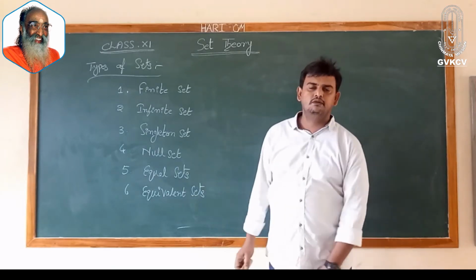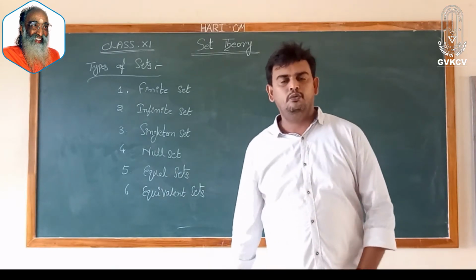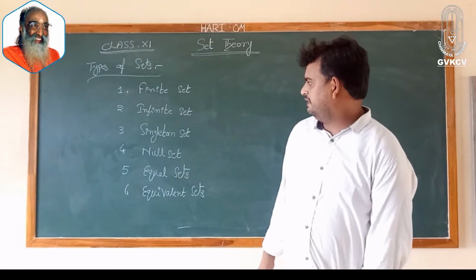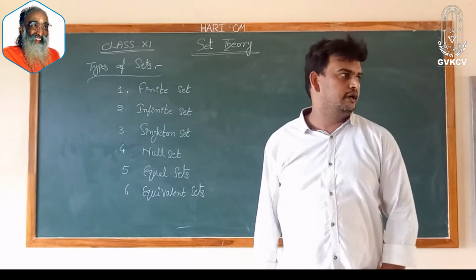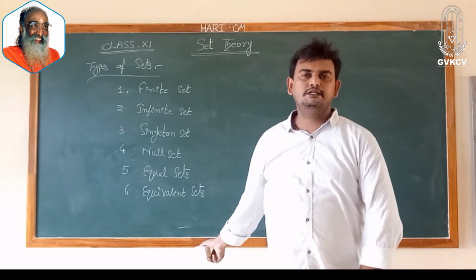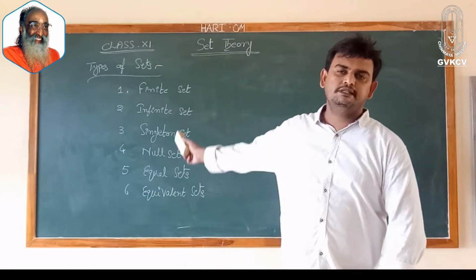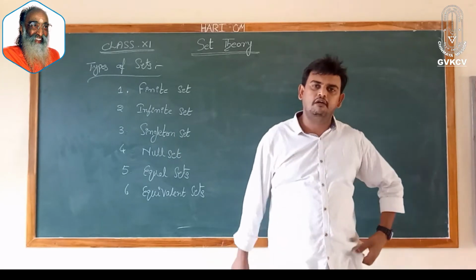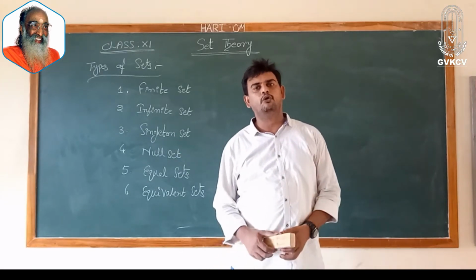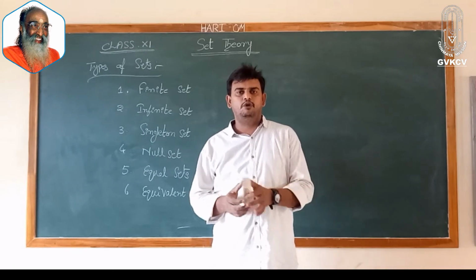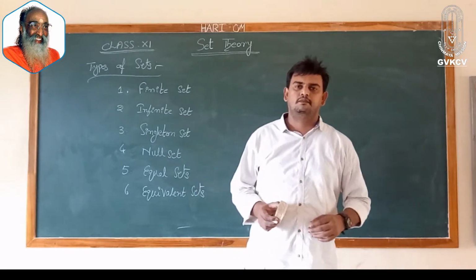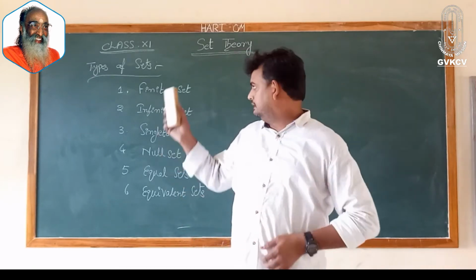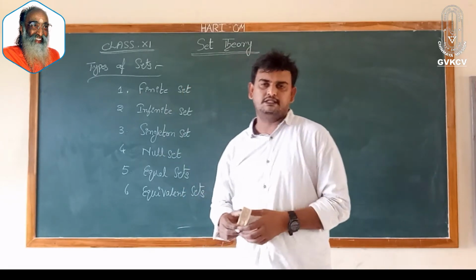Now let me discuss one by one how to identify whether the given sets are finite or infinite or singleton or null set or equal set or equivalent set. Let me discuss the first set, which is called finite. The name itself, we have finite. Finite means what? Countable. In which set we have a countable number of elements? That set is nothing but called finite set.